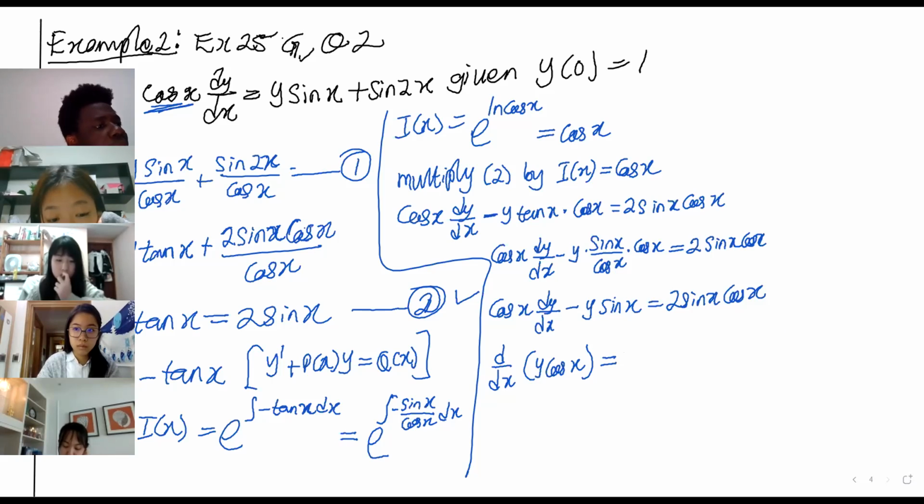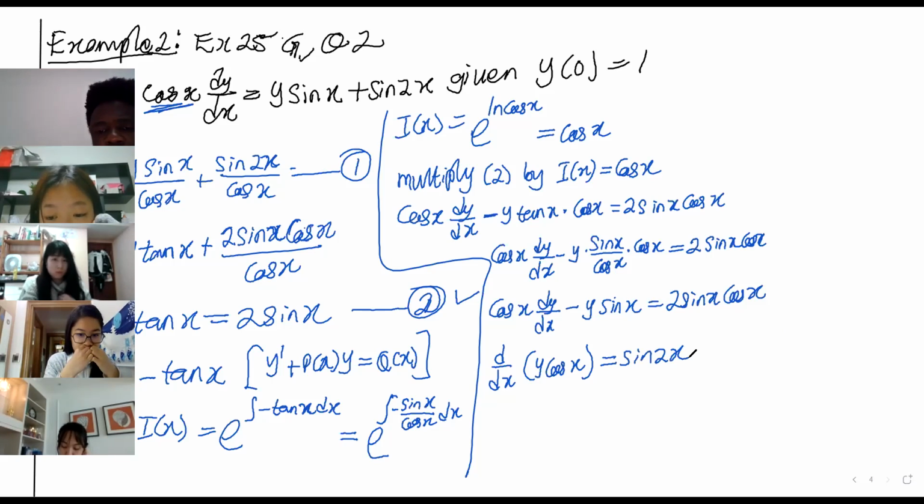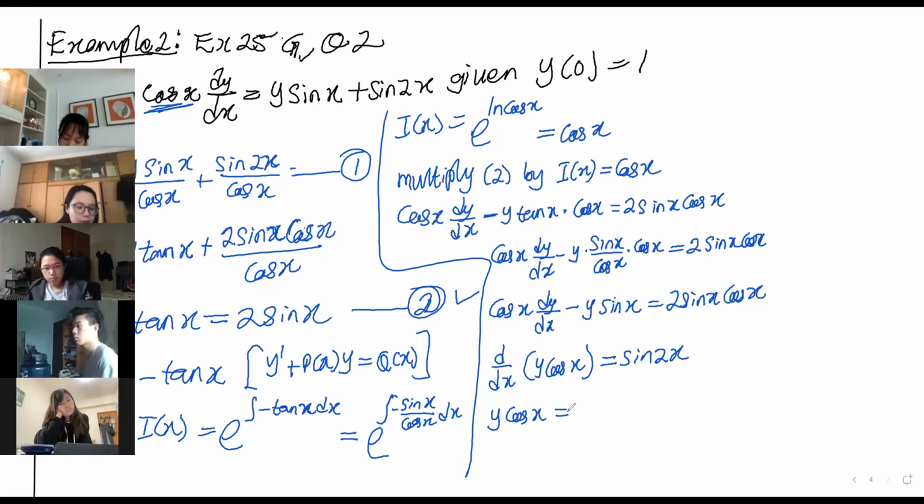It will be equal to sine 2x. That's sine 2x. So if I want to isolate y cos x, Callista, it will be equal to what? Callista, please. I want to isolate what I have in the bracket. It will be equal to what?